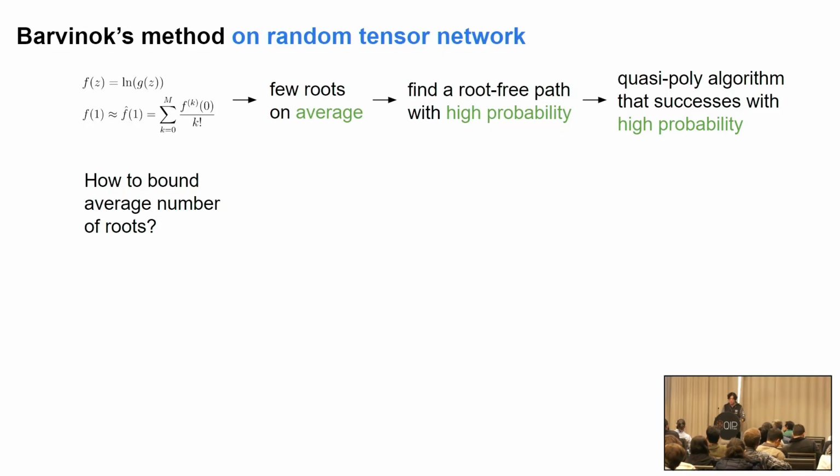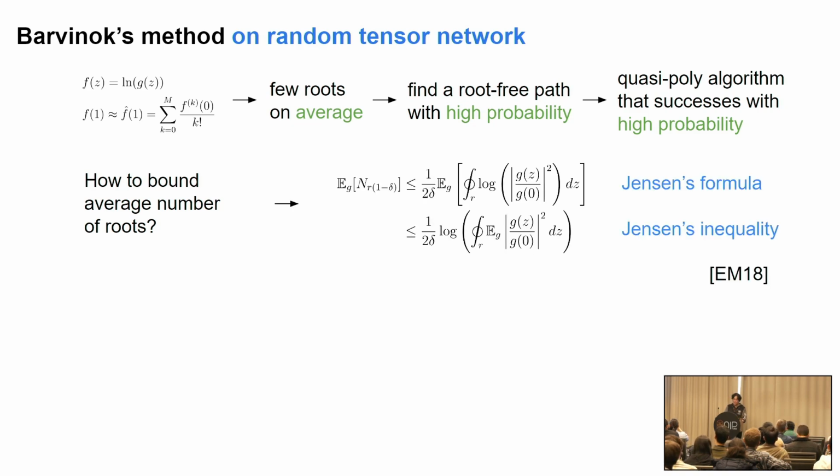In Alder and Maherban's work, they used a tool from complex analysis, where we can relate the number of roots enclosed by a circle to the average absolute value on the circle in the complex plane. This is called Jensen's formula. And then we can also use an inequality from the same mathematician, Jensen, where due to the log being concave, we can pull the log out of the integral and the expectation value.